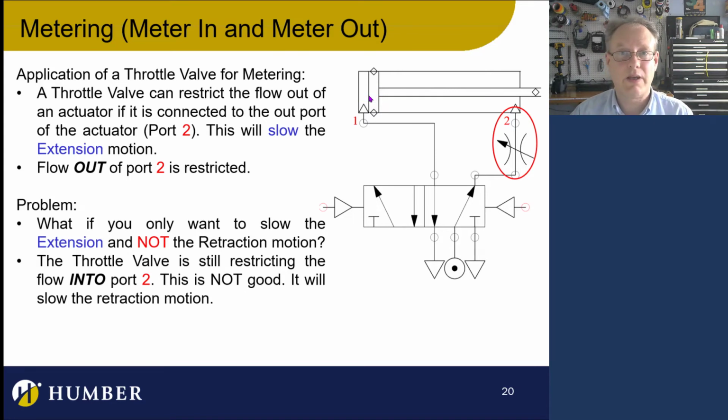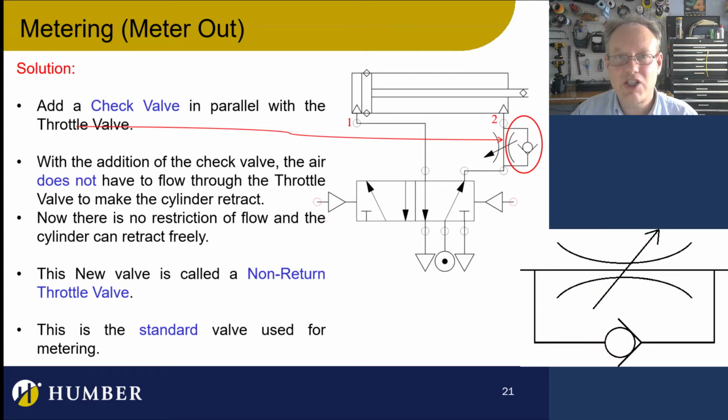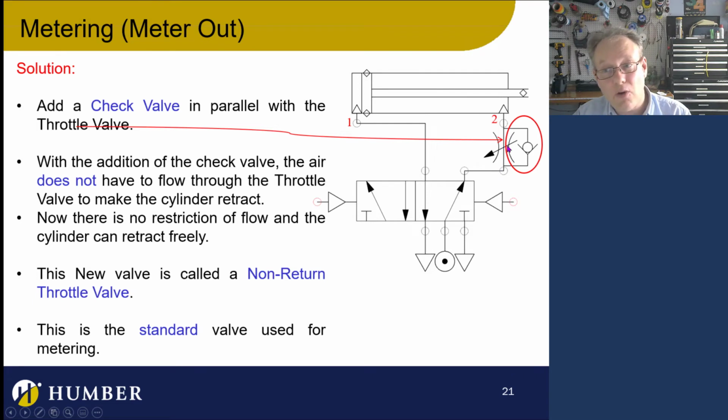So what I do is I add a check valve. Really cool. Add a check valve here, and this allows air to freely flow through this way so that the air going into the cylinder, in this case to make it retract, is going to be free flowing. It goes right through the check valve.